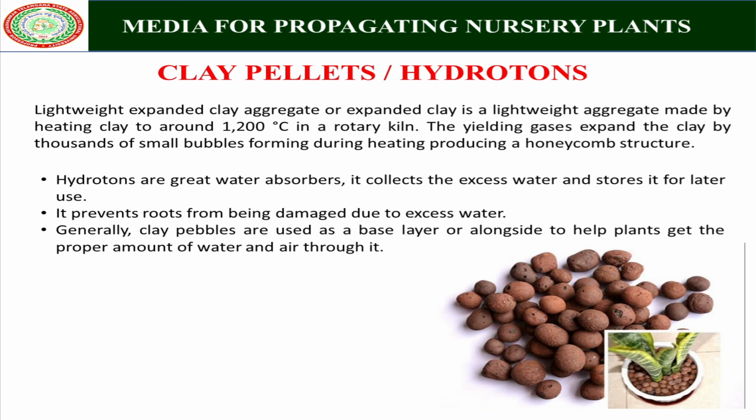Next is clay pellets or hydrotons. Clay pellets or hydrotons are nothing but simple clay. When clay is heated to high temperatures, around 1200 degrees centigrade, all the gases in the clay will expand and thousands of bubbles are formed. So these bubbles are collected and it forms a honeycomb like structure. So all the bubbles are separated and we call them clay pellets or hydrotons.